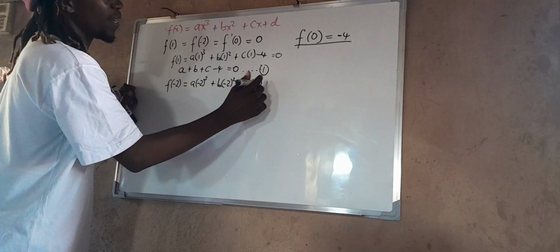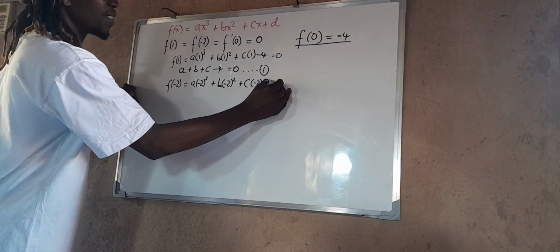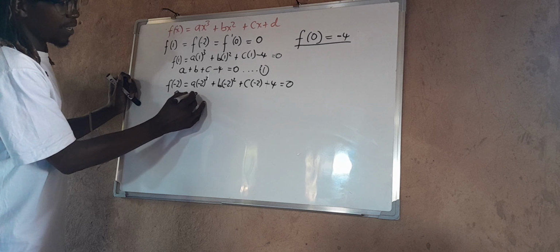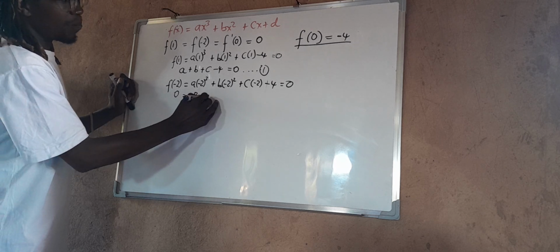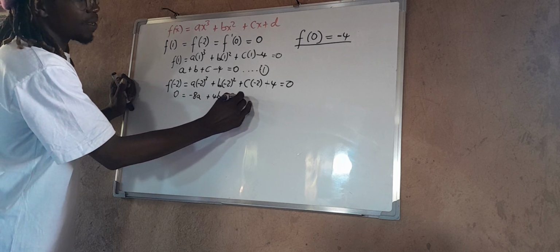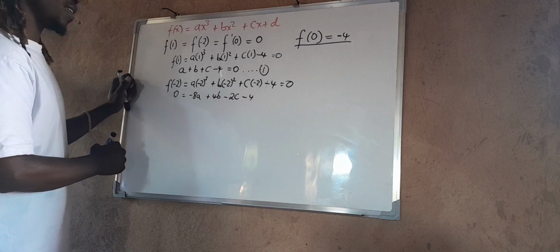So again, let's substitute negative 2. So f of negative 2 becomes a times negative 2 cubed, plus b times negative 2 squared, plus c times negative 2, and then minus 4. This should give us 0. So it means that our 0 here becomes negative 8a plus 4b minus 2c minus 4. Can you see that?